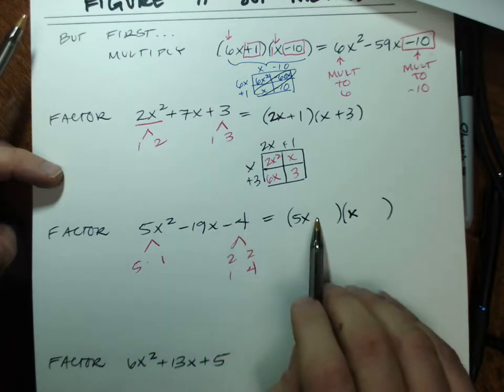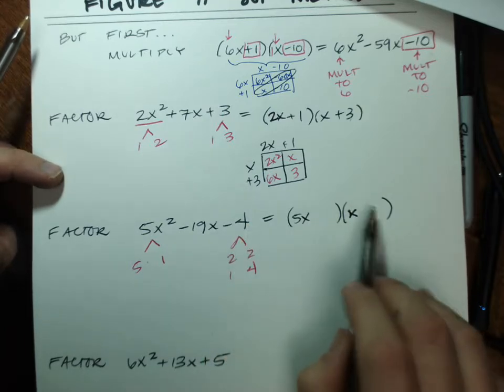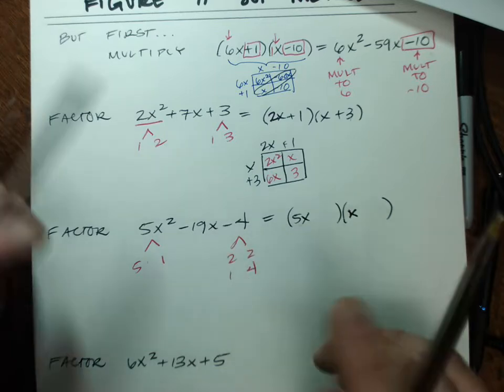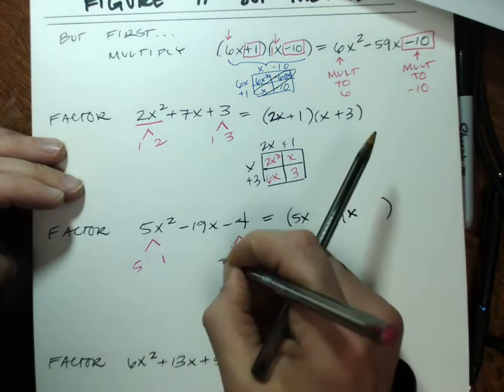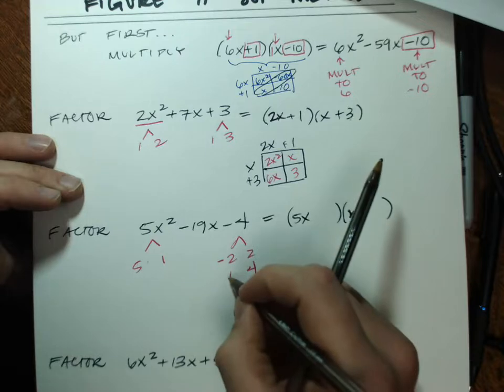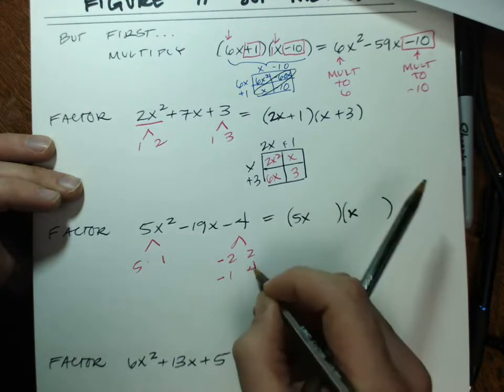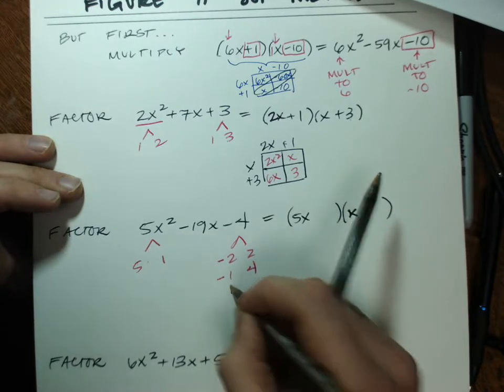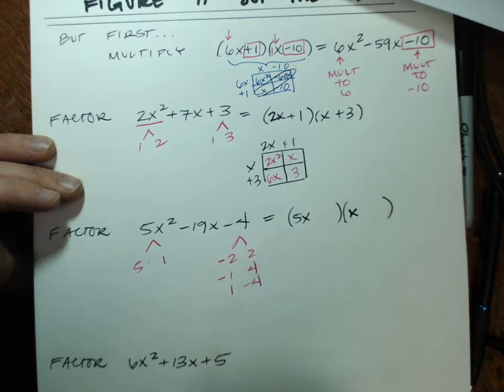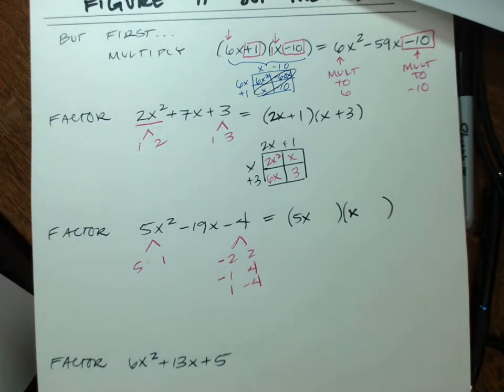So if I put a 2 and a 2, and one of them is going to be negative, it could be negative 2 and positive 2, and then this one could be negative 1 and positive 4, or it could be positive 1 and negative 4. So there's a lot of things to consider.